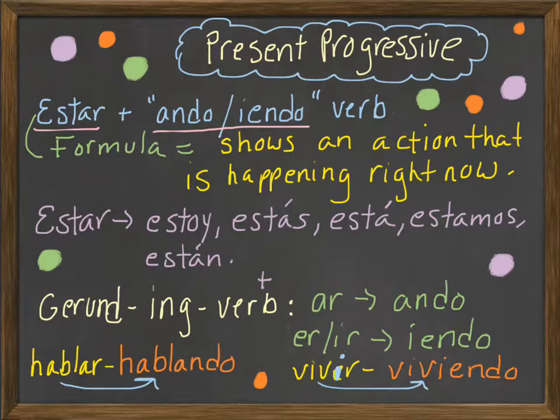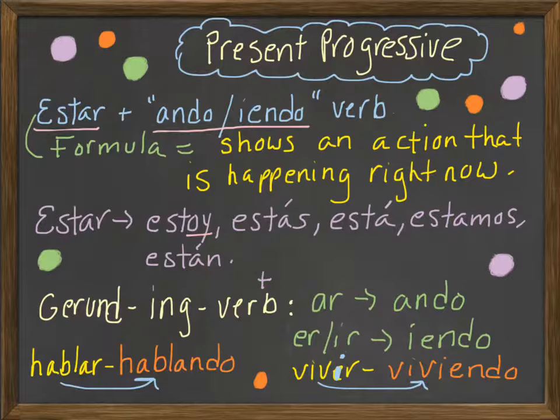So I conjugated estar for you again since we're a little fuzzy. Just remember the yo form ends in oy. There's accent marks on all of them except for the nosotros form. Okay, so estar will be easy. Next thing you have to remember is how to form your gerunds or your ing verbs, okay?